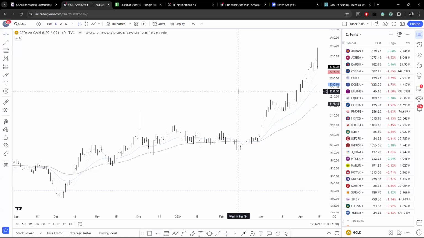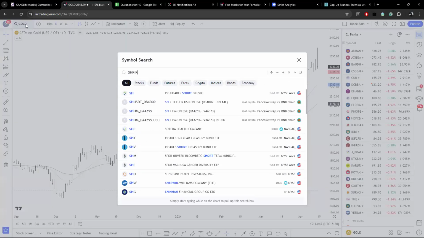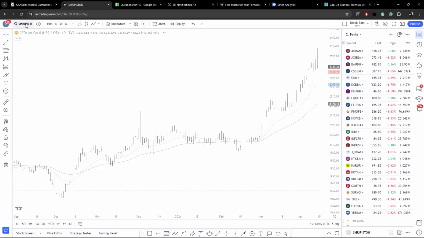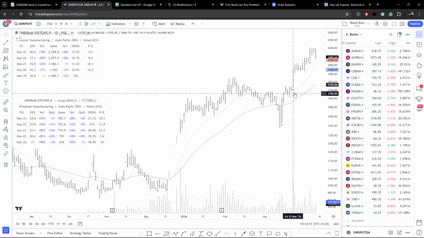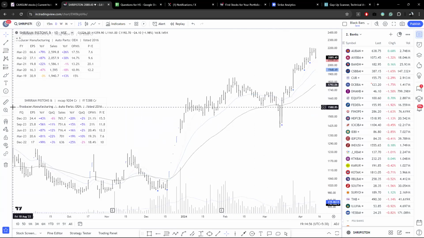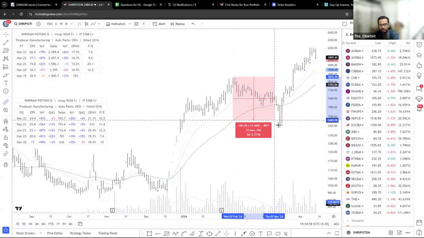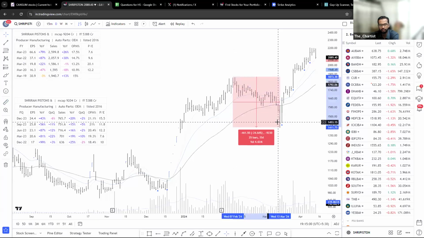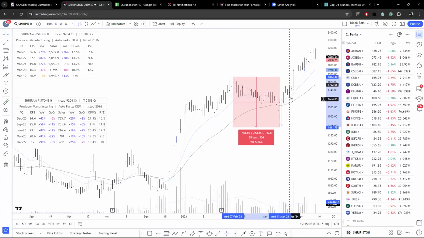Sir, in case of Shriram Pistons, the last, it was like a 40%. There was a 40% fall previously. Then after that, a 24% fall was there, I think. This one, sir. Yeah, this is a 24. So prior to that, it was 40%.